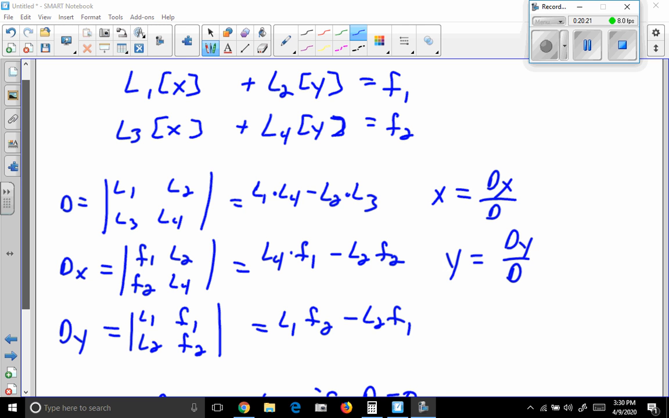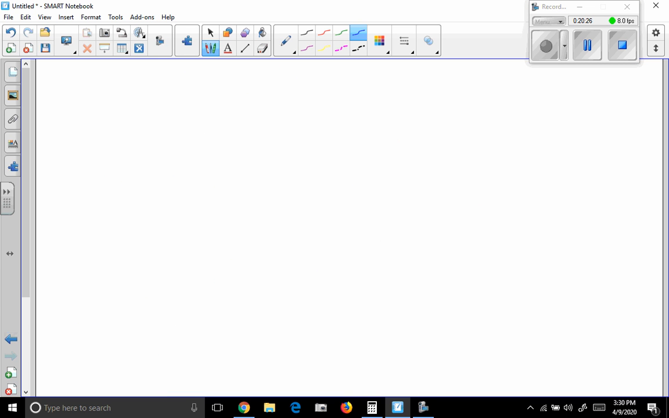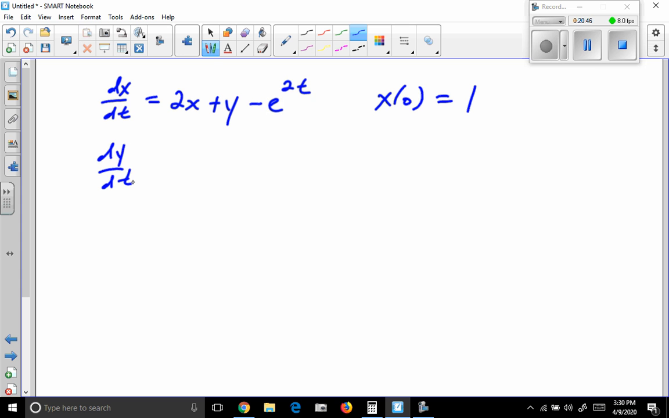All right, so let's work through an initial value problem. Let's take a look at this one. dx dt equals 2x plus y minus e to the 2t, where x of 0 equals 1, and dy dt equals x plus 2y, where y of 0 equals negative 1.